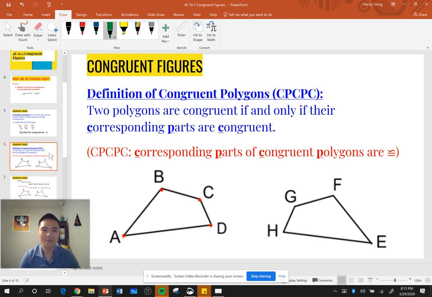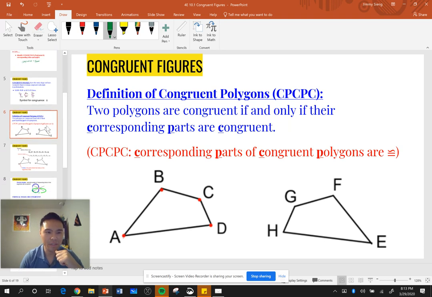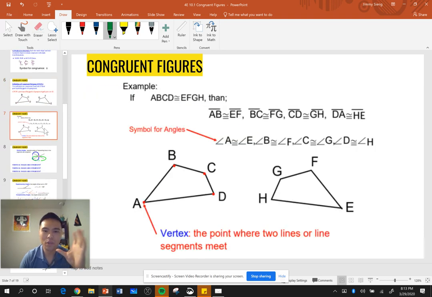Acronym for that, I don't really know how I feel about this, but this is something that my mentor left with me, the CPCPC. I'll say again, the CPCPC. The corresponding parts of congruent polygons are congruent, okay? So corresponding parts of congruent polygons are congruent. They're similar to each other. So let's use this more in an example.